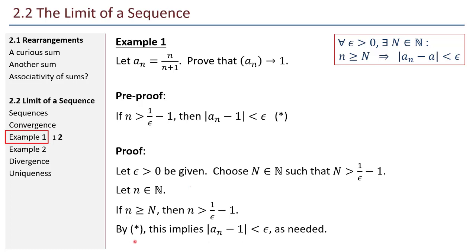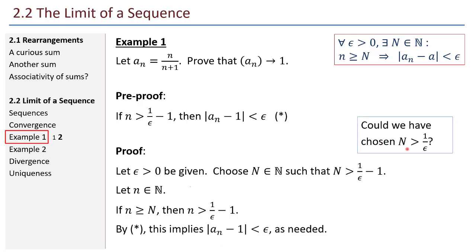But now I pull the star that I found in my pre-proof. By the star statement, that implies that the absolute value of a sub n minus 1 is less than epsilon. And that's exactly what we needed to show. I needed to show that a sub n is within epsilon of 1.